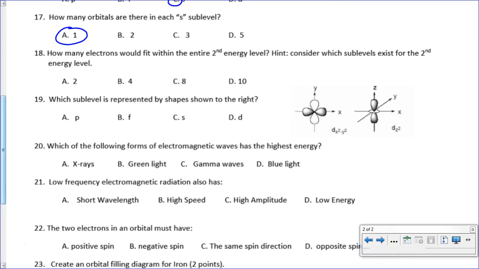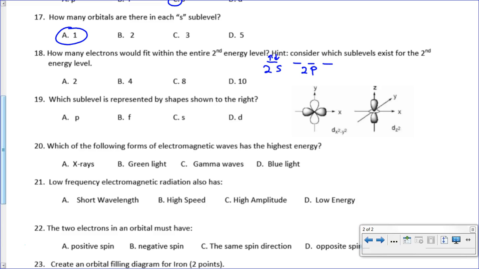How many electrons would fit in the entire second energy level? This is pretty difficult because you have to think about the entire second energy level. On the second energy level, we have the 2s sublevel, and we also have the 2p sublevel. S sublevels have 1 orbital in them. P sublevels have 3 orbitals in them, 3 shapes. So you have to think, how many electrons could we fit in the entire second energy level?